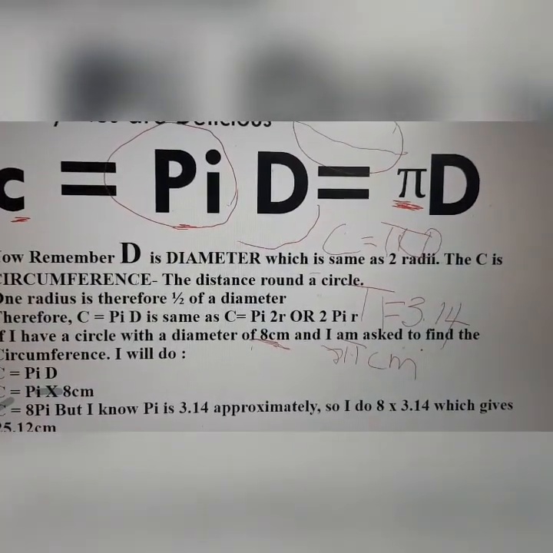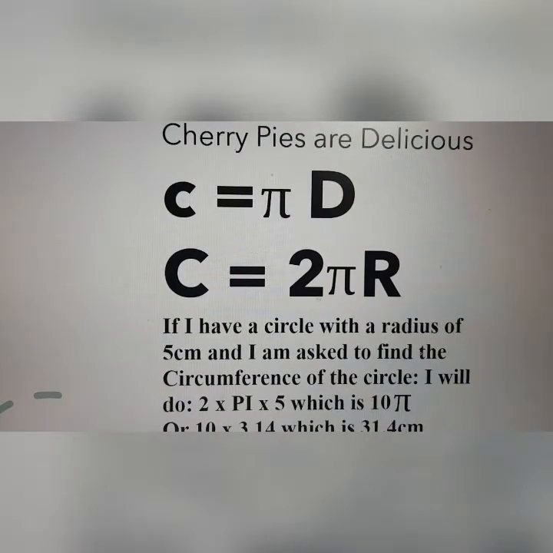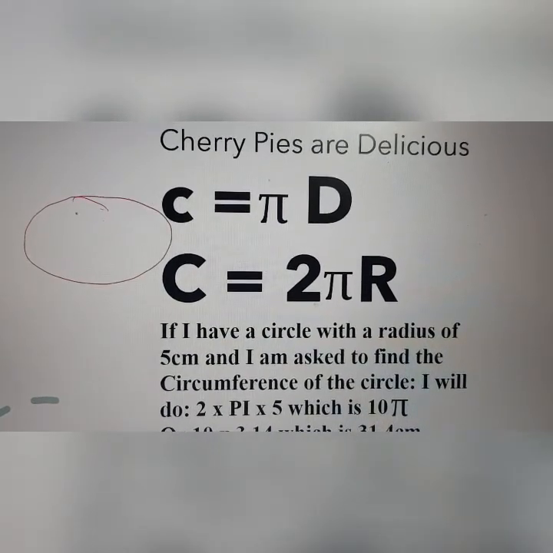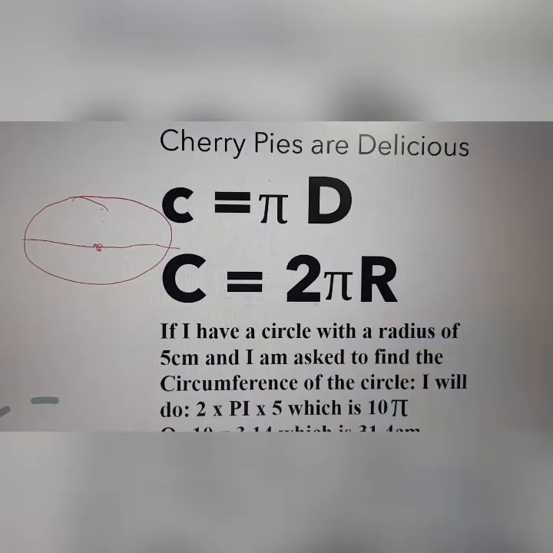All right. The next bit I want us to go to is this bit here. So if cherry pies are delicious, we know that in a circle, from one end to the other through the center point is the diameter. From the center point here to each end is called a radius. From here to another end is called a radius. So it makes sense that 2 radii equals 1 diameter.